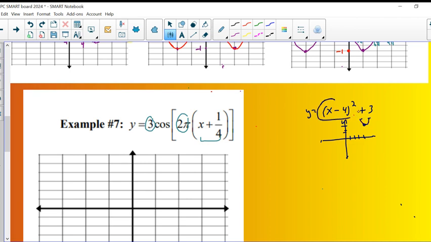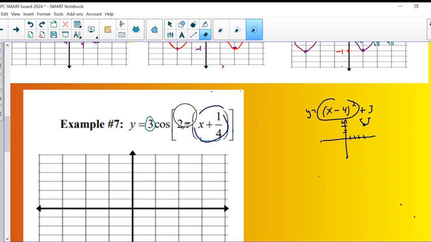So what's inside with the x is a phase shift, moving things left and right. Well, that's exactly what this is going to do. It's going to move things left and right. So what I would suggest is to factor out your coefficient, which it is, which is great, and then let's look at what is happening with our different coefficients.